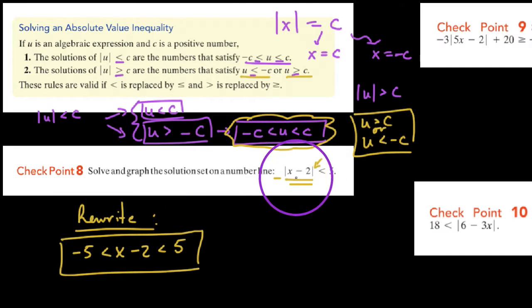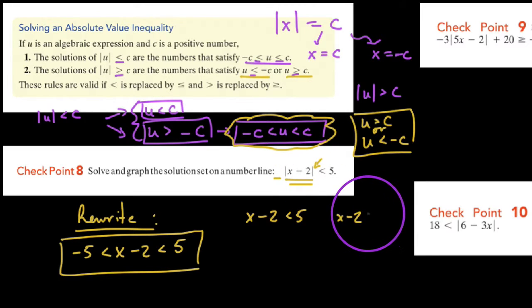But for now, if you're really struggling with how that's true, then let's rewrite it this way. We say x minus 2 is less than 5 is the first way we rewrite it. And the second way we rewrite it is x minus 2 is, instead of less than, greater than, and instead of a positive 5, we write negative 5. So we could solve both of these right now.